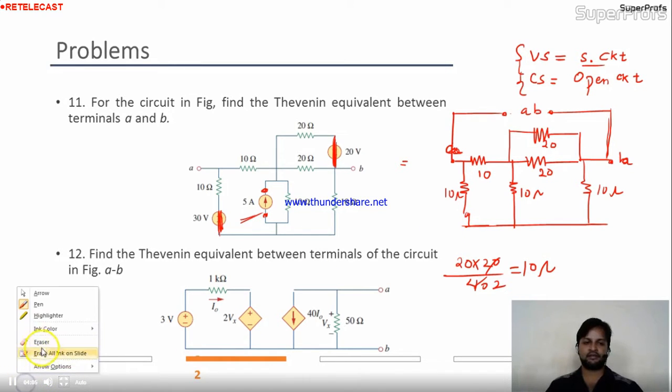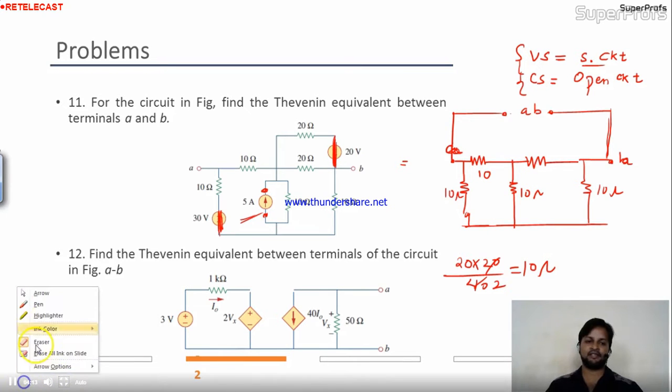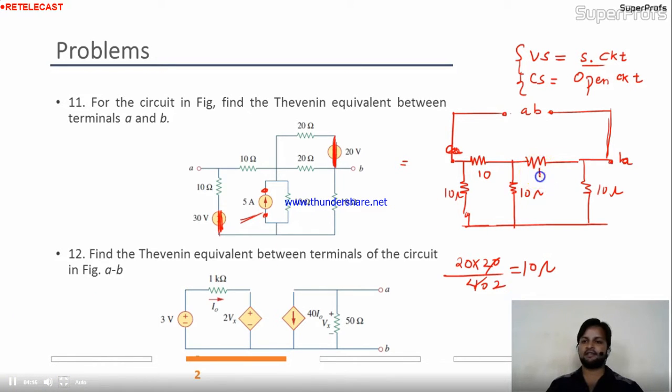Wait a minute. I'll remove this branch, and instead of this branch I'll have a single branch that contains 10 ohm resistance. Is it okay for you? Now see, you can't say this 10 ohm and this 10 ohm are in series. Why? Because the point B is existing over here, and we discussed the series combination of elements. Whenever we have a third branch in between two resistances, they are no more connected in series. Is it okay to you?